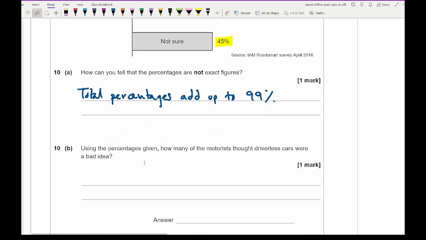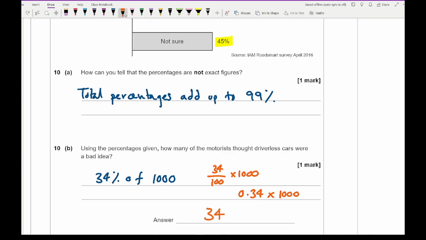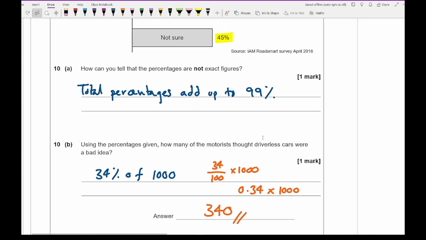It says using the percentages given, how many motorists thought driverless cars were a bad idea? So for this, if we go back to a bad idea, that's 34%. So what we're trying to work out is 34% of 1,000. So again, either you do this manually, you can do 34 over 100 multiplied by 1,000, or you could do 0.34 multiplied by 1,000, but you should end up with an answer of 340.